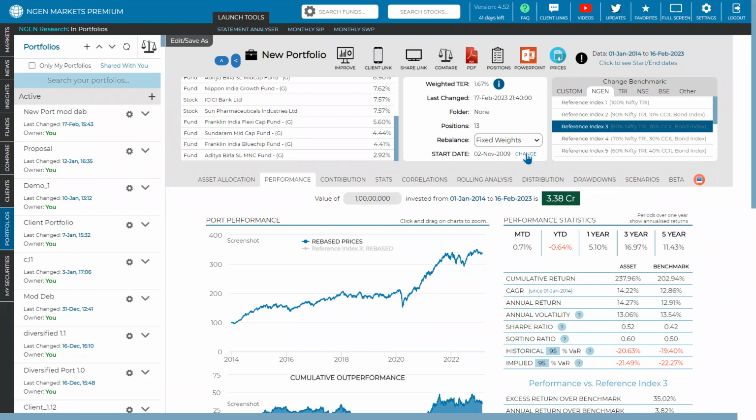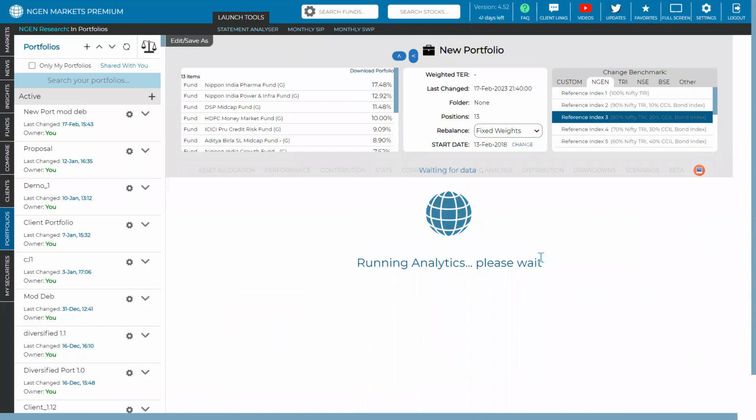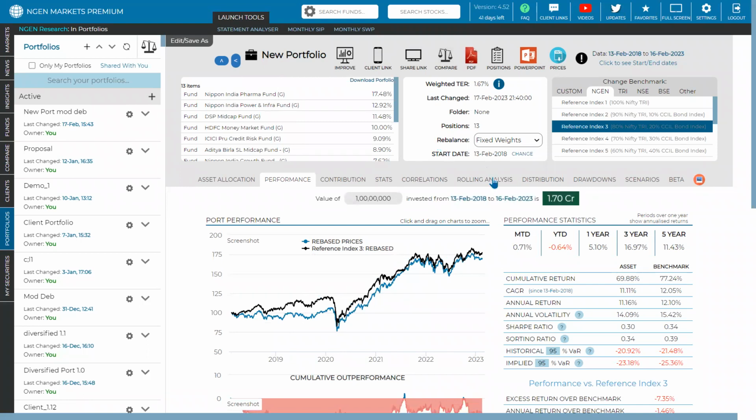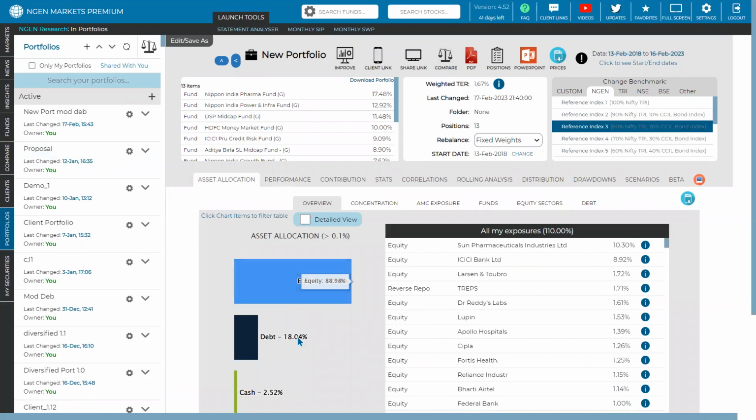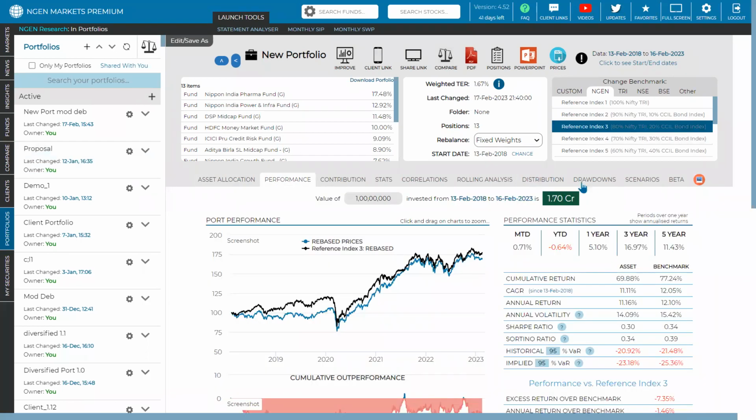Now you can choose to have one particular start date. Let's say we are taking a backtest of 5 years ago. You can change it accordingly on a customized basis, but this start date is the start date of the entire analytics of the portfolio. Number two is you can choose to have a separate benchmark. We have given custom benchmarking and you can also use the reference indexes. Within the reference index, you can see it is considering 80% Nifty TRI and 20% CRISIL bond. Why is that? Because we have an asset allocation close to 80 and 20%. So NGEN Markets presets it, but you can change it based on your own preferences.